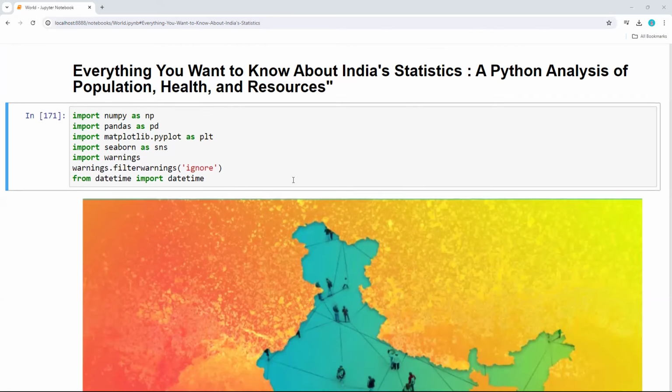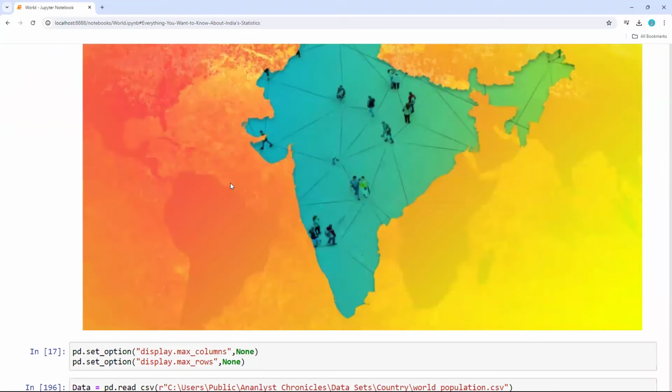It's completely about India. I'm going to do the analysis using Python on population, health, resources, something like that. I imported all the necessary libraries like NumPy, Pandas, Matplotlib, Seaborn, and I don't want to see any warnings in the rest of the video, so that is the reason why I imported warnings. If I have to work on a column with a date time, I need to import the datetime method. So this is about the libraries. Let's jump into the first data set.